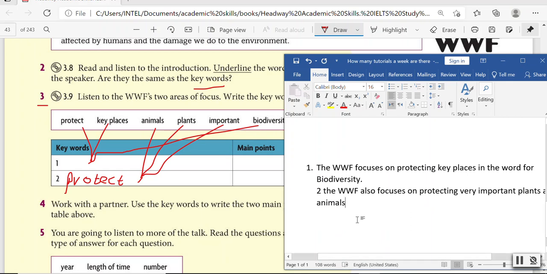Okay, second one, the WWF also focuses on protecting very important plants and animals.